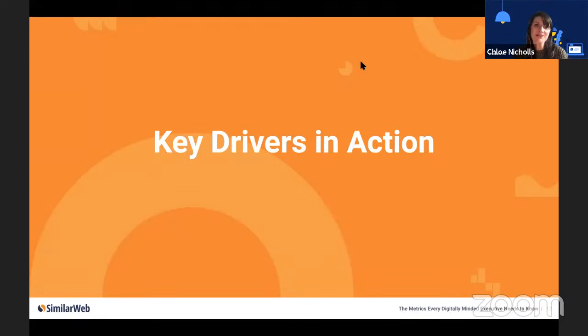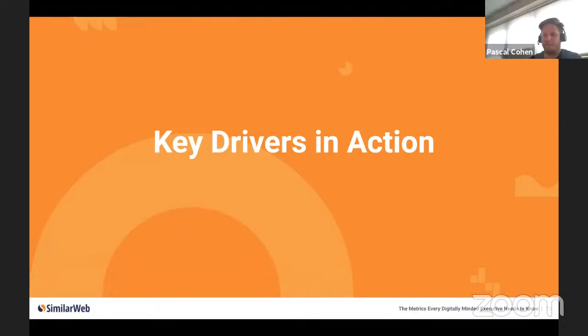So on to the key drivers and actions. I hope that you guys found that very helpful in terms of the framework and the key drivers. But in this second half, I'm going to pass it over to Pascal, and he's going to give some real detailed examples of how we use Similarweb to really map out your KPIs, especially for your digital strategy. Over to you, Pascal. Thank you, Chloe, and welcome everyone again to our webinar today.